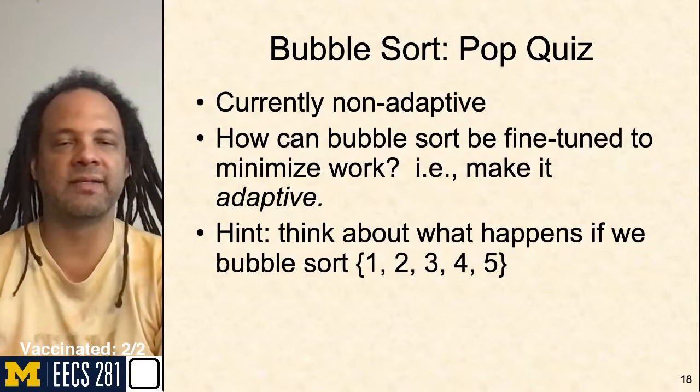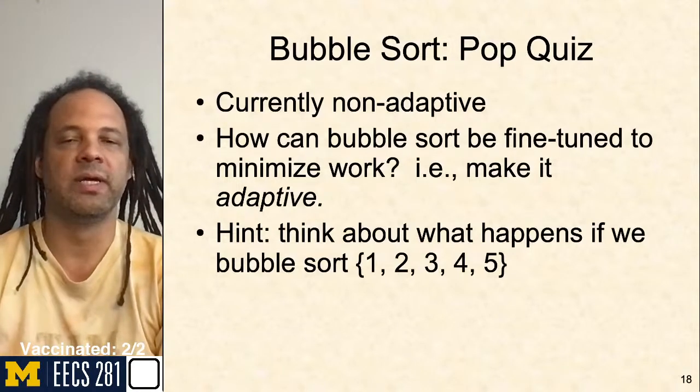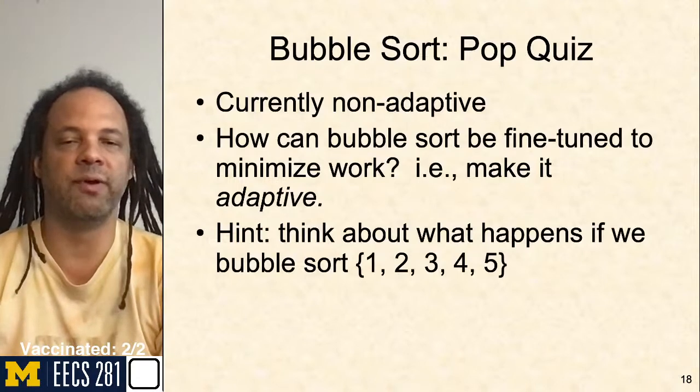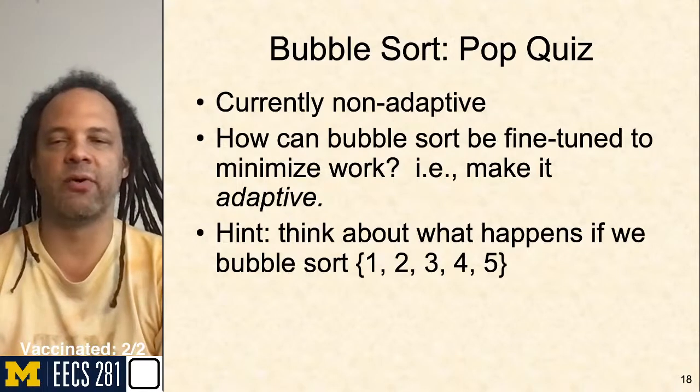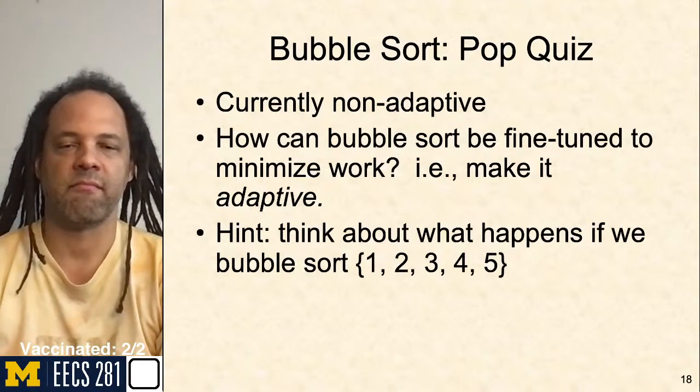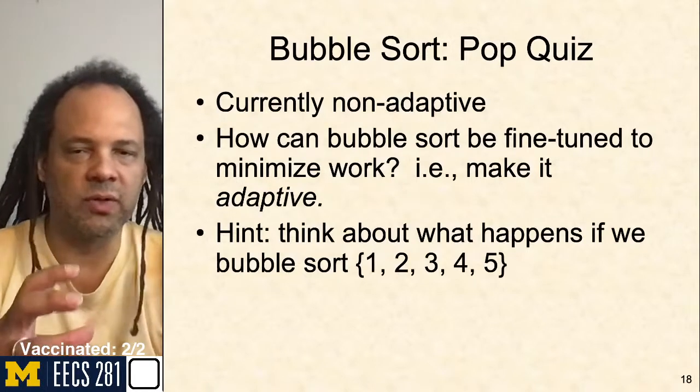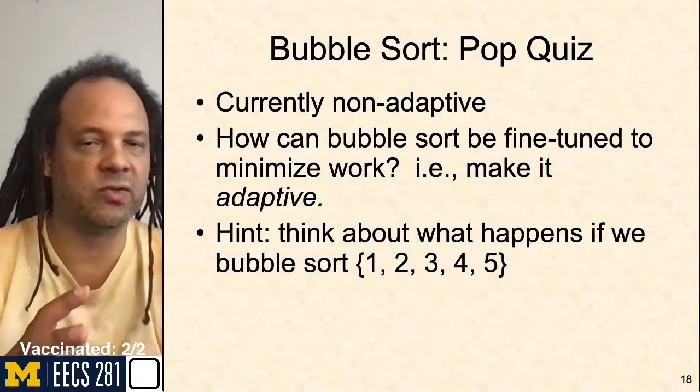The hint given says, think about what happens if we try to bubble sort something that's already sorted: 1, 2, 3, 4, 5. How do we do that? How do we make this algorithm a little smarter? Remember, sorts are about comparisons and swaps.